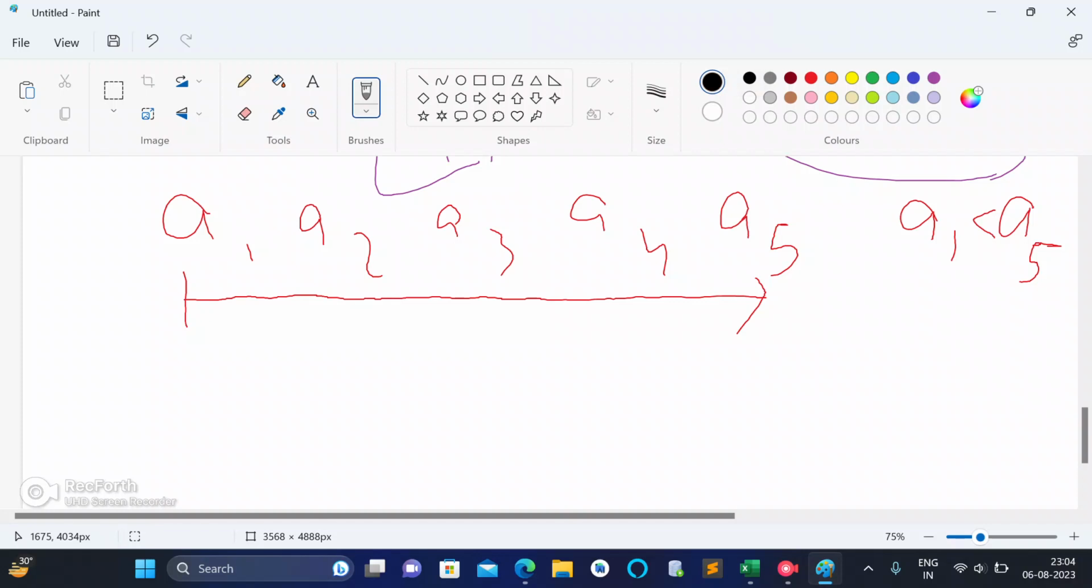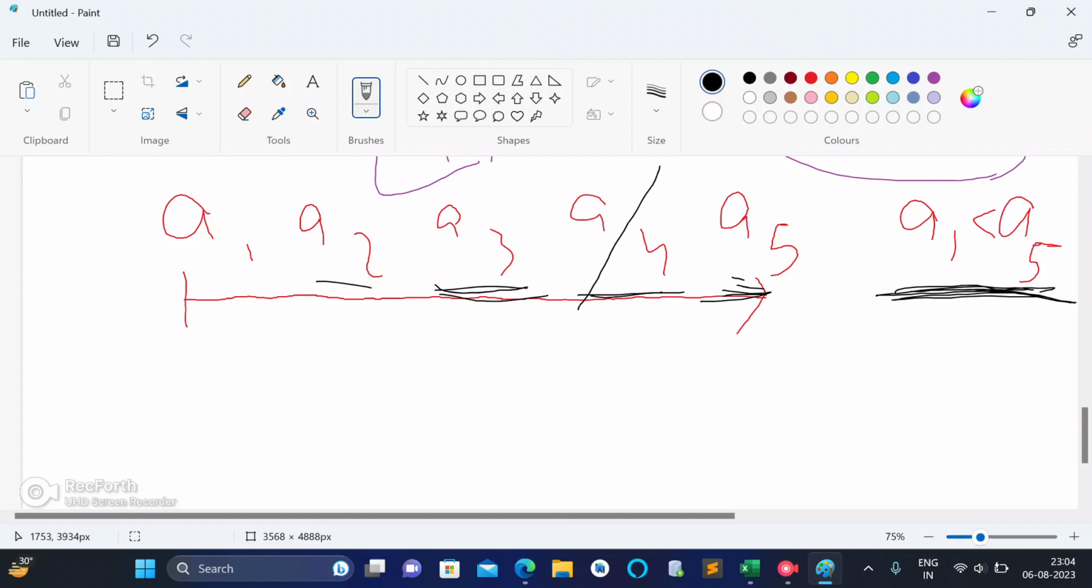It means my A2, A3 and A4 are smaller than A1 and my A1 is smaller than A5. I am saying that A1 is smaller than A5. So I can say my A4 is smaller than A5, my A3 is smaller than A5 and my A2 is smaller than A5. So my A4 is smaller than A5, so I decided to remove A4.